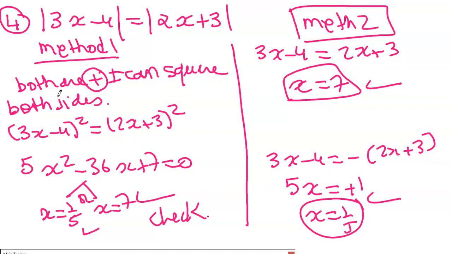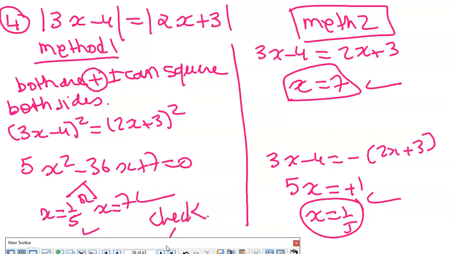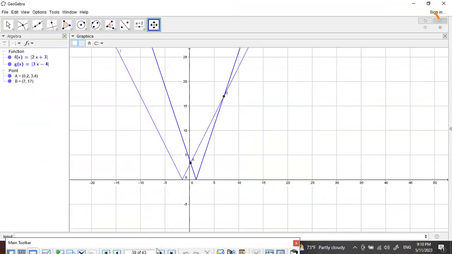Let's graph the two absolute values. I graph it on GeoGebra to finish quickly because we already saw how to graph an absolute value. When I graph it, the blue one here represents 3x minus 4, the purple 2x plus 3. Where do they meet? I can see the two points A and B.